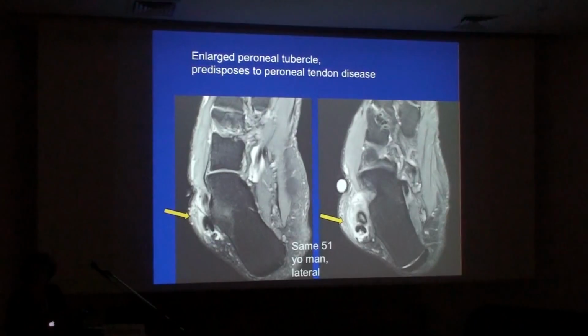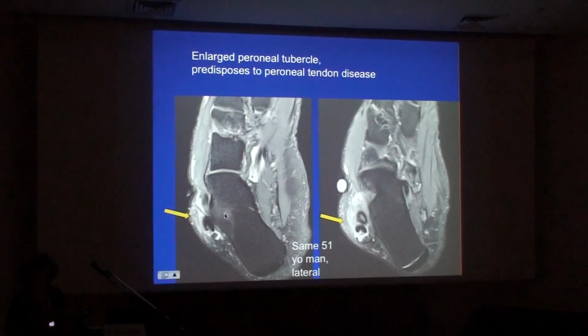Okay, and these are the axial images on the same patient. We are now at the level of the tubercle. We're still seeing the marrow edema in the calcaneus, and we're seeing the tearing of the longus and of the brevis, and a lot of inflammation surrounding these torn tendons.